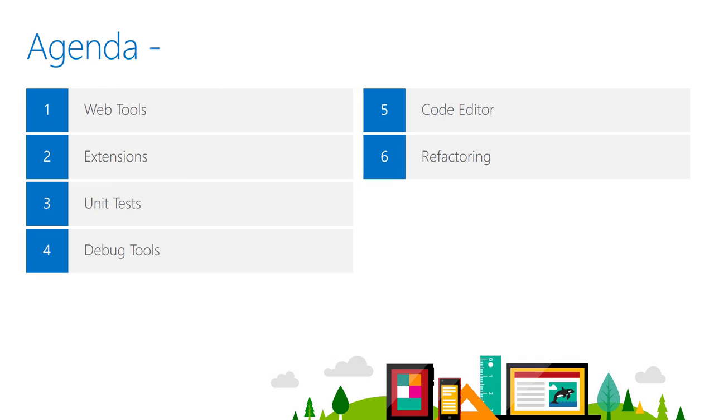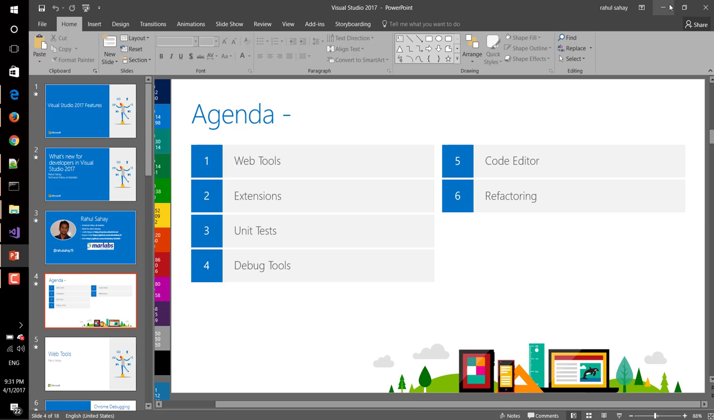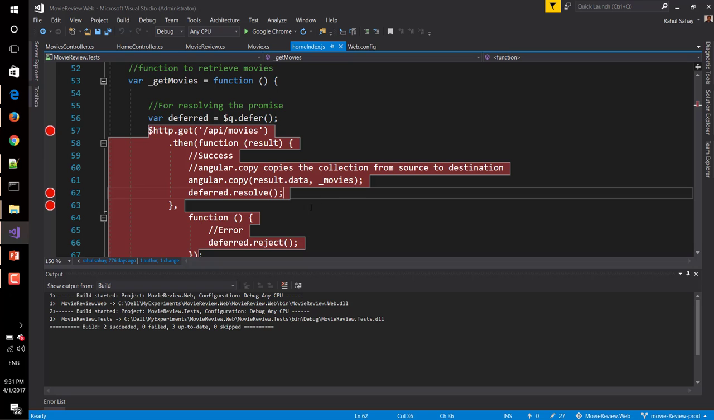For today's agenda, what we are going to discuss is these six things. We'll be starting with web tools, extensions, unit testing, debugging, some extensions around code editor stuff which has changed, and refactoring. Okay, so this was all about PPT stuff. Now let's quickly jump to this.